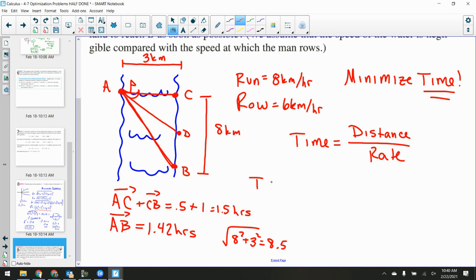Well, time is going to be equal to traveling from A to D, then adding from D to B. Right?